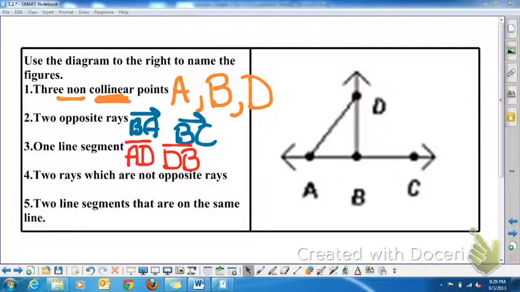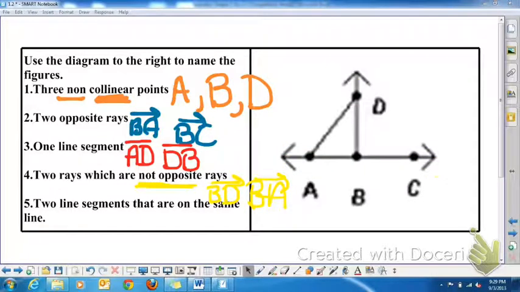Now let's name 2 rays which are not opposite rays. A ray has an end point and extends infinitely in the other direction. So for example, ray BD. Name a ray that would be opposite of ray BD. There isn't one in this picture. One that is not opposite. So, how about this one? Ray BA, or even this one, ray BC. Those would work.